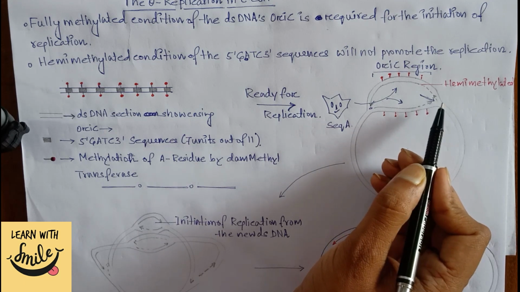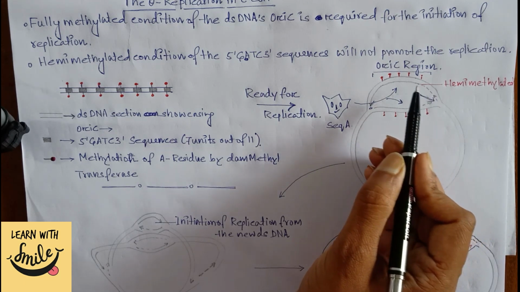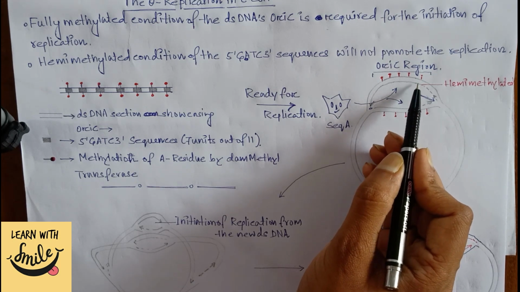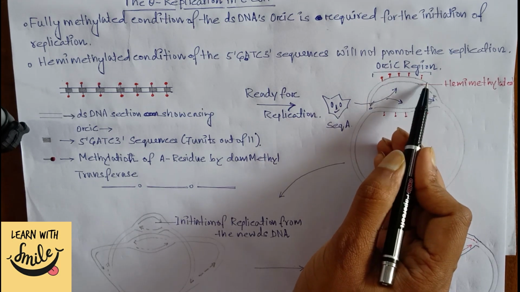Now, with the initiation of the replication fork, various enzymes will join in and move forward the process of replication, and initially it would replicate the OriC region.